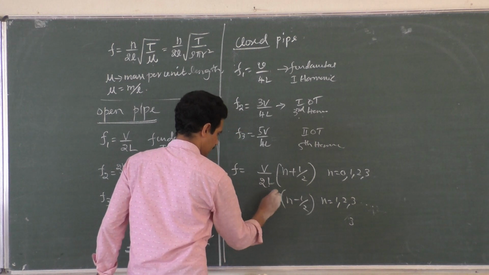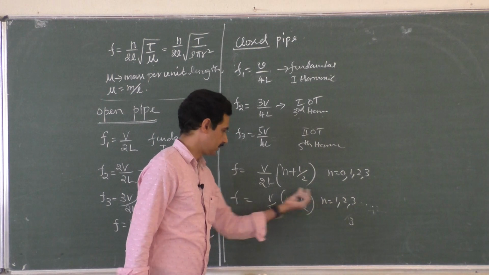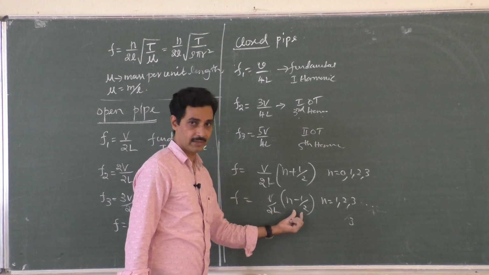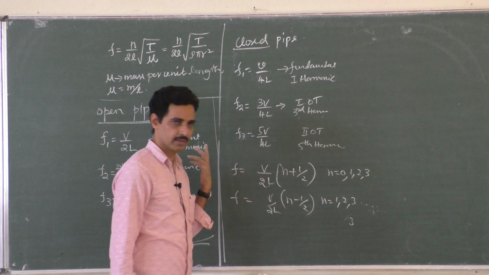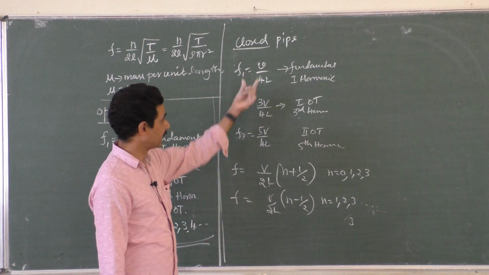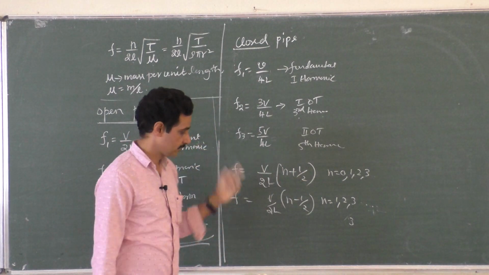What happens? V by 2L into N minus half. N equal to 1, 1 minus half, V by 4L. N equal to 2, 2 minus half, 1 and a half, 3 by 2, 3V by 4L. You will get this. So don't confuse with these formulas. So better you remember this series, then there is no question of forgetting this one. So that is the thing.